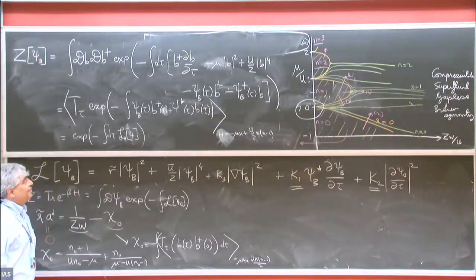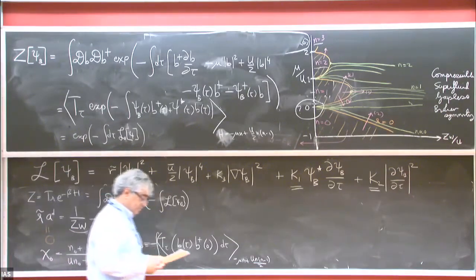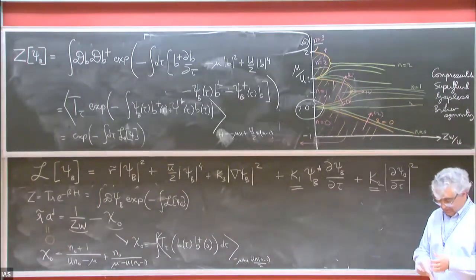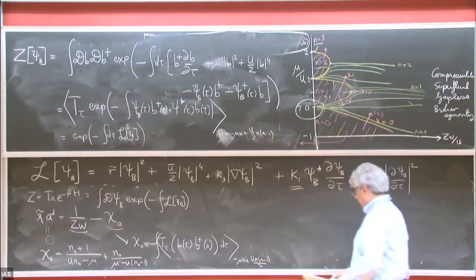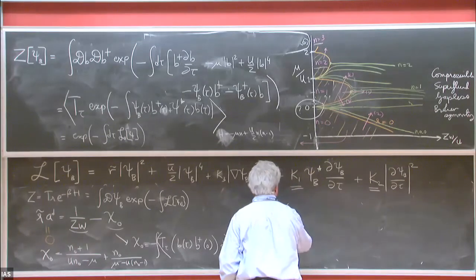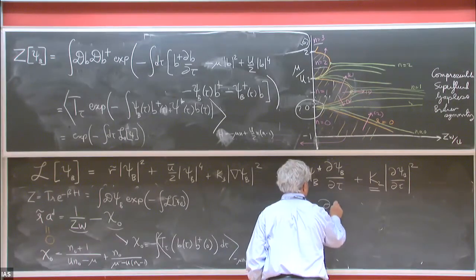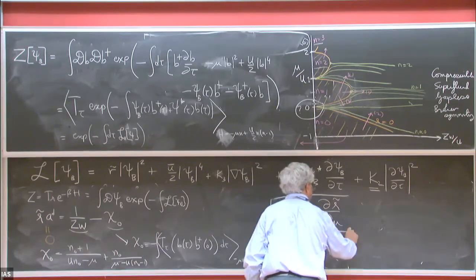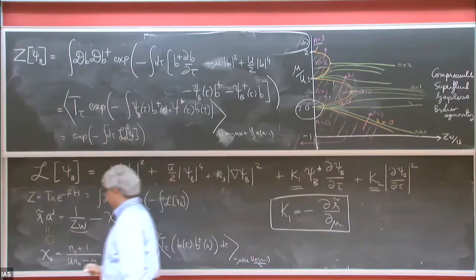All right. So now there's a very beautiful identity. You can work out what K1 is by calculation. And K1 is equal to minus dR tilde dV. So here's R tilde that I computed for you.